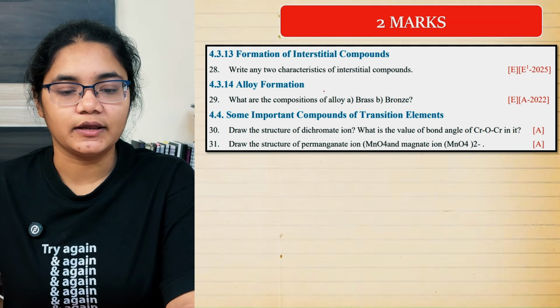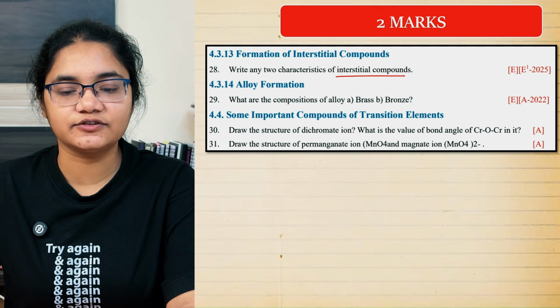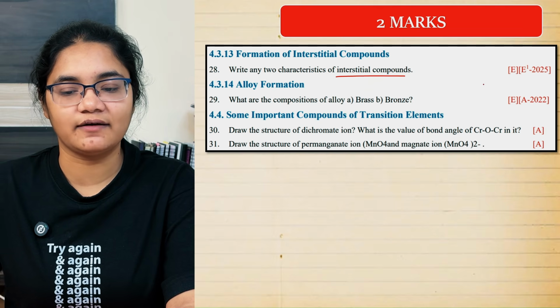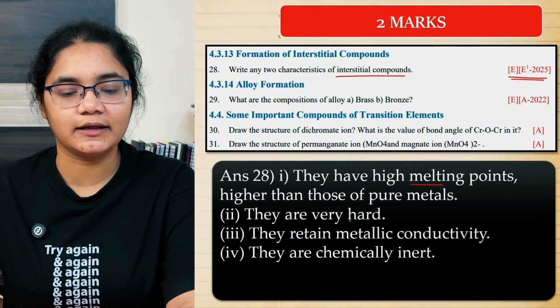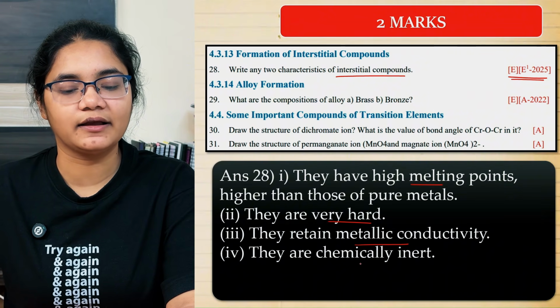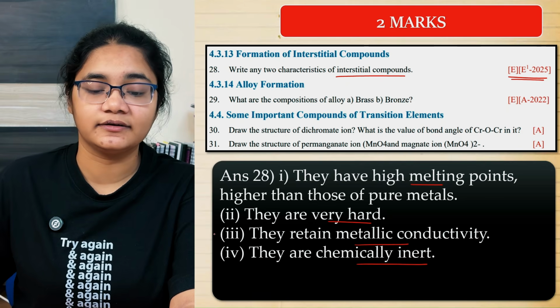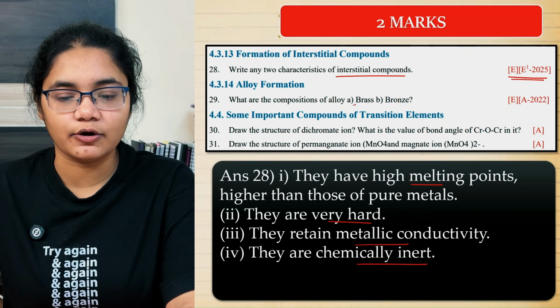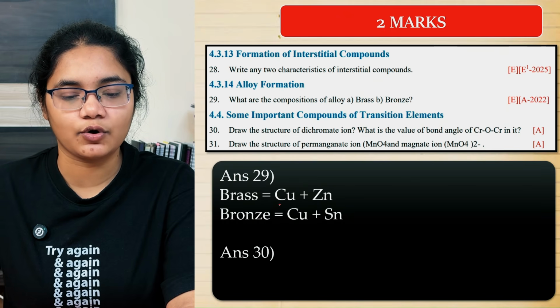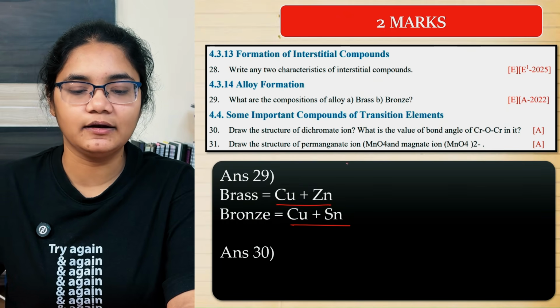Clear? Okay, next we'll talk about 2 characteristics of interstitial compounds. This also we have discussed. This has been asked in 2025 as well. So they have high melting points, they are hard, they retain metallic conductivity, and they are chemically inert. These 4 points are also very, very important. Next, composition of alloys brass and bronze. So brass is copper and zinc, bronze is copper and tin.